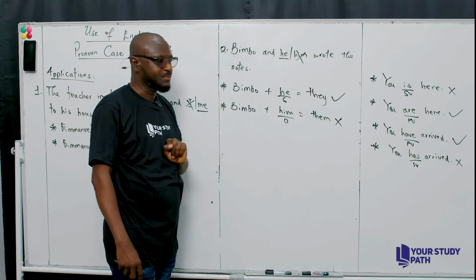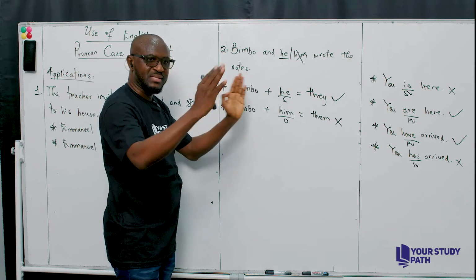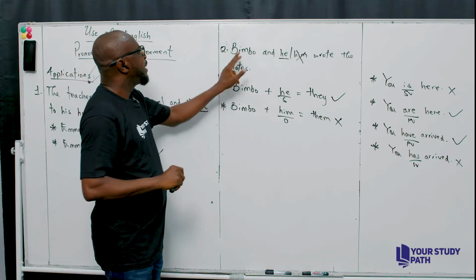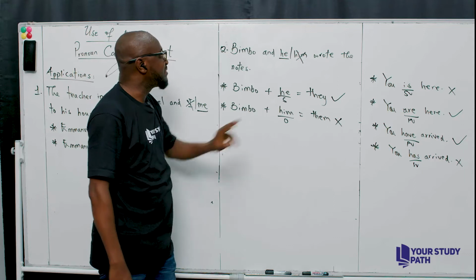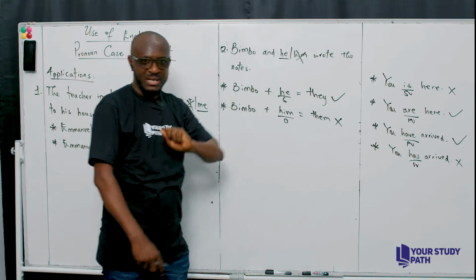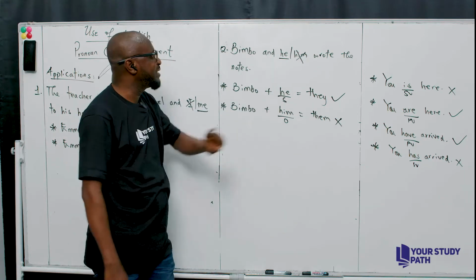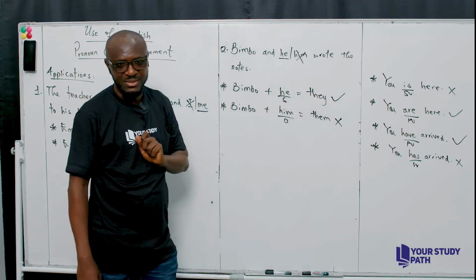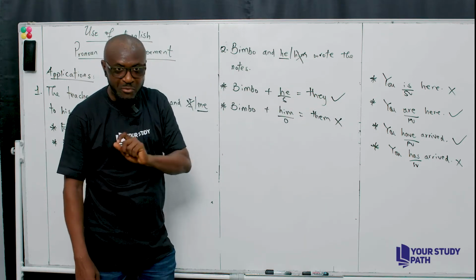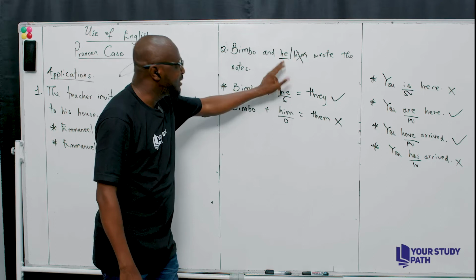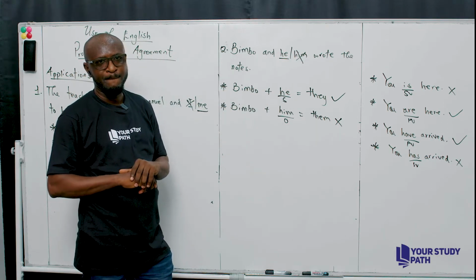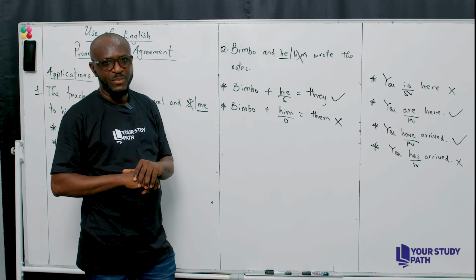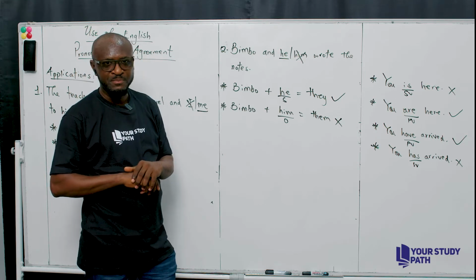Proof number 2. Let's break the sentence. We can have Bimbo wrote the note. That's correct. We can have he wrote the note. That's also correct, but we cannot have him wrote the note. That's wrong. Therefore, Bimbo and he wrote the notes. Correct. I trust this is clear enough.